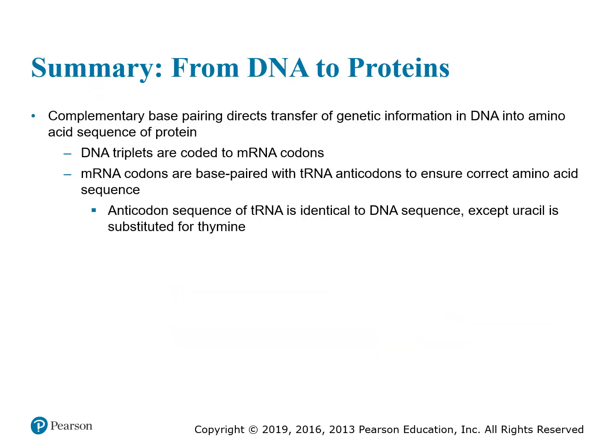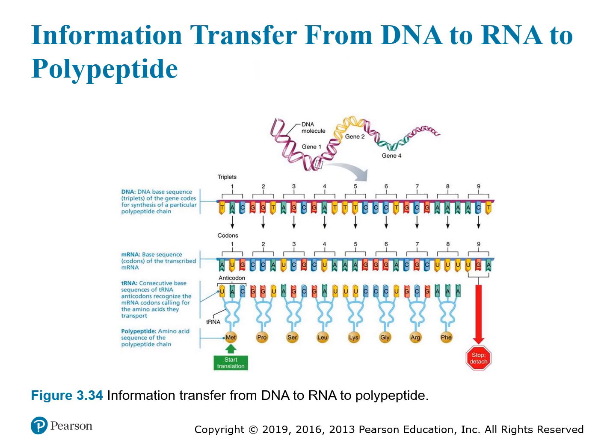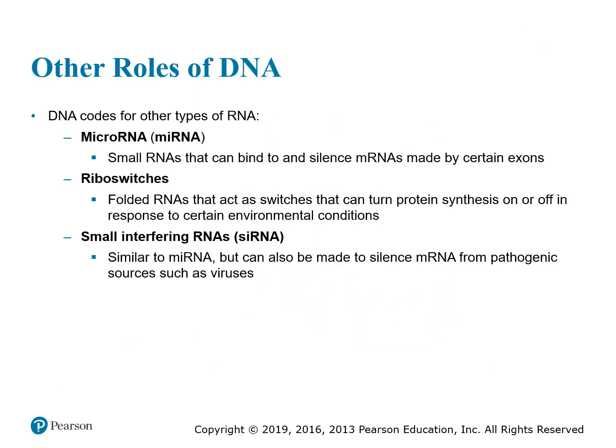And so in summary, we got complementary base pairing directing transfer of genetic information, basically going from DNA to RNA to protein. We actually call this the central dogma of molecular biology. These DNA triplets are coded into mRNA codons. Codons are then base paired with tRNA anticodons. This just ensures that the correct amino acid is incorporated. And the only exception is, of course, there's no thymine in RNA, instead you use uracil.